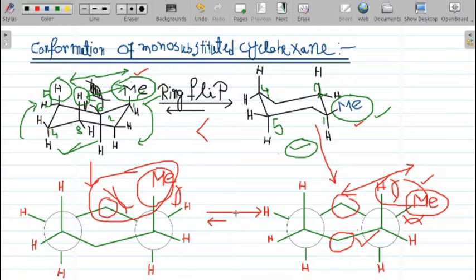Now we will see the chair conformation of the monosubstituted cyclohexane. Here the substituent is the methyl group, which will be present more in the conformation where the methyl group is present in the equatorial position.